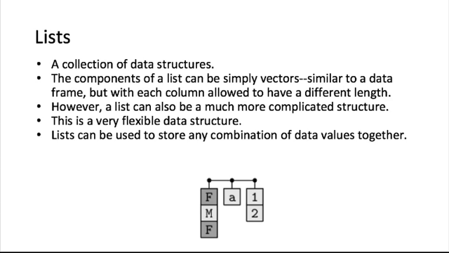So another data structure that we have that is useful many times is called a list. It's kind of similar to a data frame, except one thing: you don't have to have the same number of rows, right? So it's a collection of data structures. The components of the list can be just vectors, but each of the lengths of these vectors can be different, which is unlike the matrix that we just saw, right? And it can be useful. It can store all sorts of data.